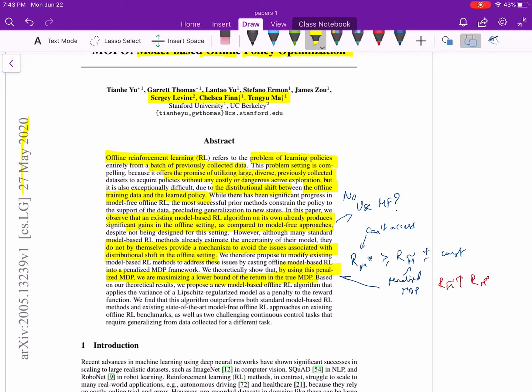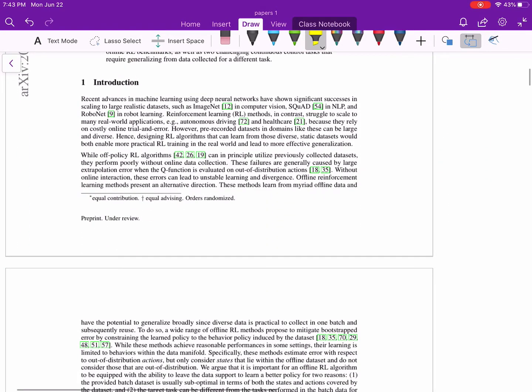Yeah, the offline algorithm, the variance of a Lipschitz regularized model has a penalty. Okay, the reward is penalized. That is how the penalized MDP name comes from. So yeah, let's get into the introduction section right now.